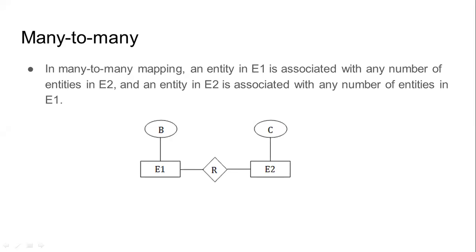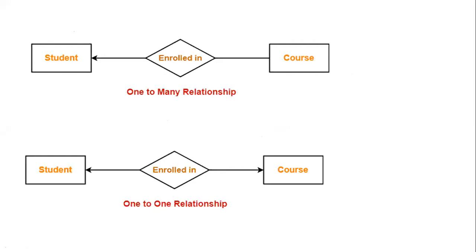Okay, so these four types of mapping cardinalities are considered for the ER, or entity relationship, model. We'll see an example of how these mapping cardinalities are actually applied to a particular database. Suppose there is a database related to the student section. In that student section there are two entities, student and course.